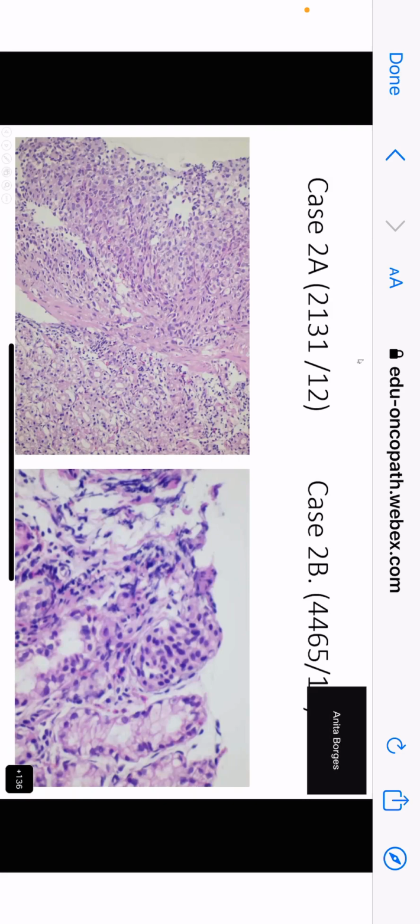Deep to that muscularis mucosae, you are seeing this piece, there is something that is proliferating over there. Okay? Very good. And on this side, within the lamina propria, in case 2B, you are seeing nests, and these are just the high part of the nest that we were seeing.